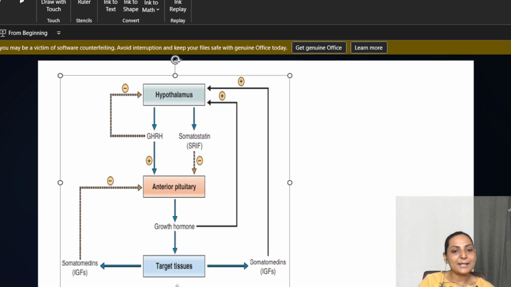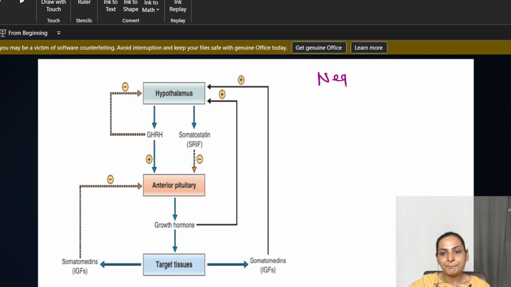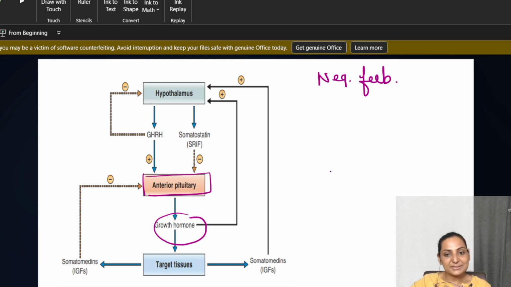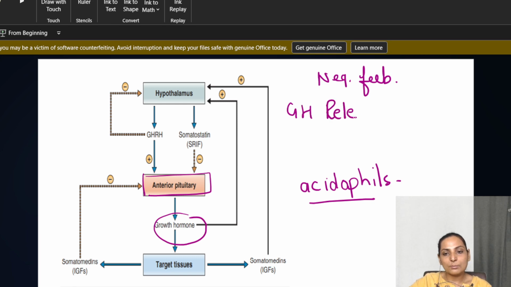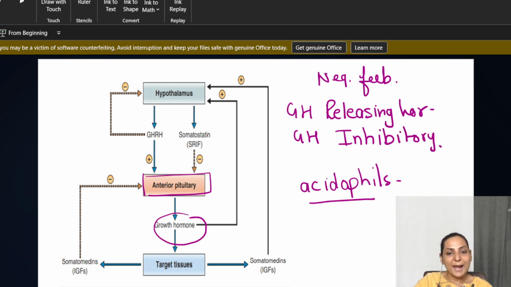So it is an example of a negative feedback mechanism, right? Now you know that growth hormone itself is coming from the anterior pituitary. Which cells in the anterior pituitary? They are the acidophils which secrete growth hormone, which is under the control of regulatory hormones coming from the hypothalamus. The hypothalamus secretes 2 regulatory hormones. One is GHRH, that is the growth hormone releasing hormone, and the other is the growth hormone inhibitory hormone, which is somatostatin.